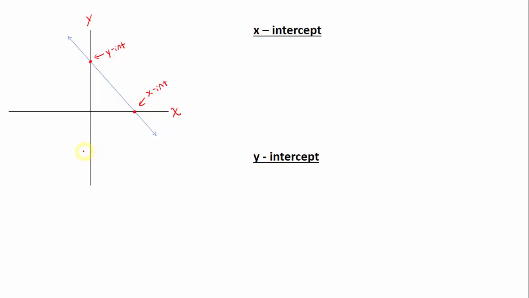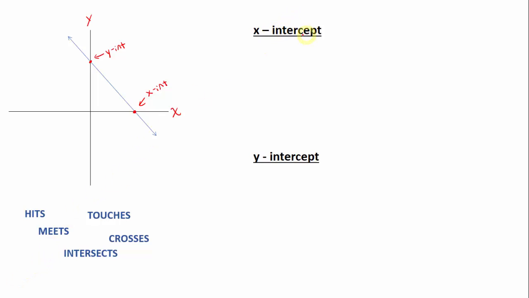Now, if you're reading a word problem, there are some key words to signal that you are looking for an intercept, be it x or y, and some of those words are hits. If it hits the x-axis, we're looking for an x-intercept. Touches, if it touches the y-axis, we are looking for a y-intercept. Other words are meets, intersects, or crosses. So any of these signal that you are looking for either an x or a y-intercept.